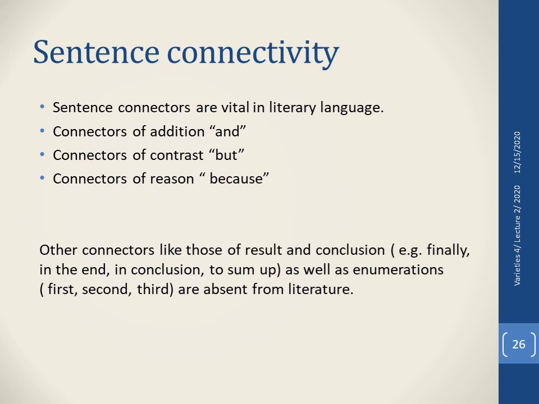Sentence connectors are vital in literary language. These are some examples of sentence connectors. We have connectors of addition like and, connectors of contrast like but, or connectors of reason like because. Other connectors like those of result and conclusion, for example, finally or in the end, in conclusion, as well as enumerations first, second, and third, are completely absent in literature, and they are very strange and never used.